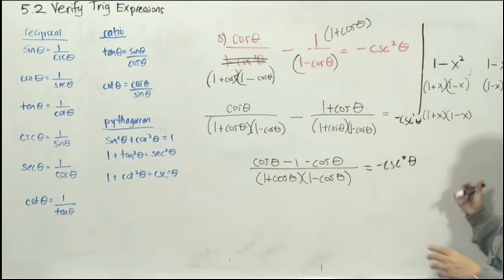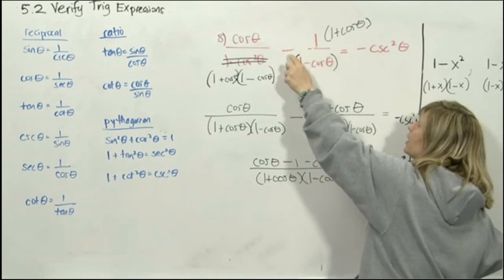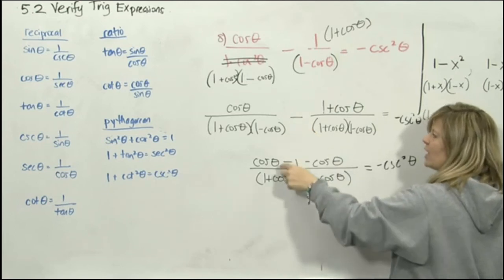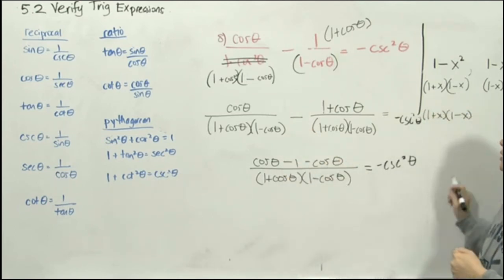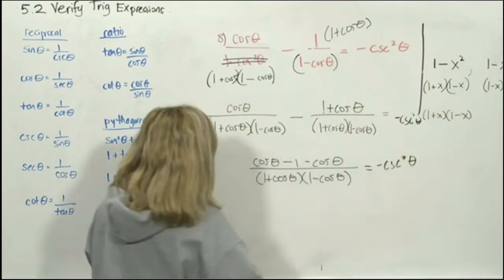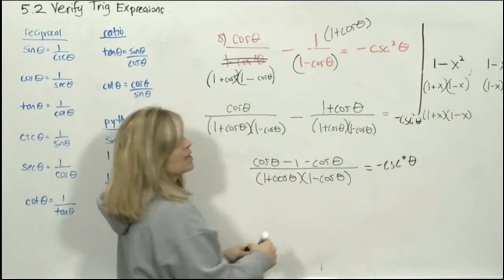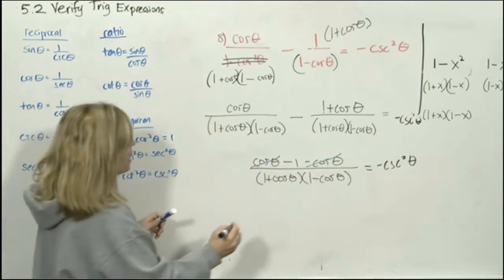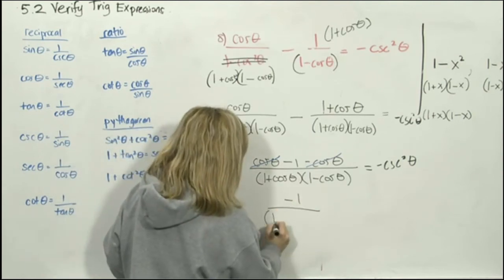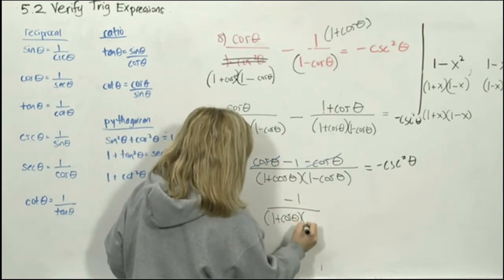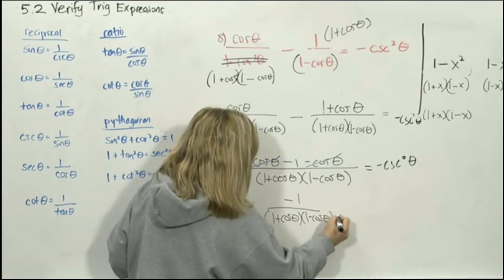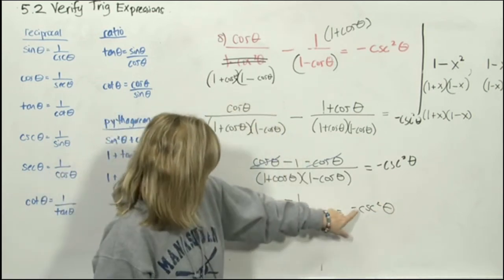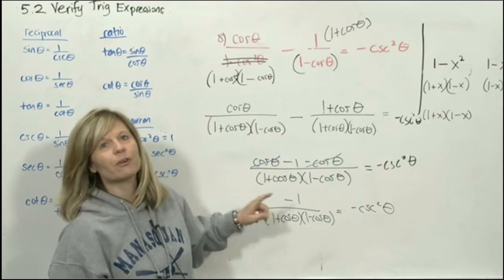It doesn't matter to me if you multiply by negative 1 and change the signs right away, or you leave it as subtraction and then multiply by it and change the signs. What you'll notice is in the numerators, what happens with cosine theta minus cosine theta? Well, that makes 0. That cancels, right? So now you have negative 1 over 1 plus cosine theta, 1 minus cosine theta. And it still equals negative cosecant squared theta. Well, I'm getting close. This answer has a negative. I have a negative in my fraction.